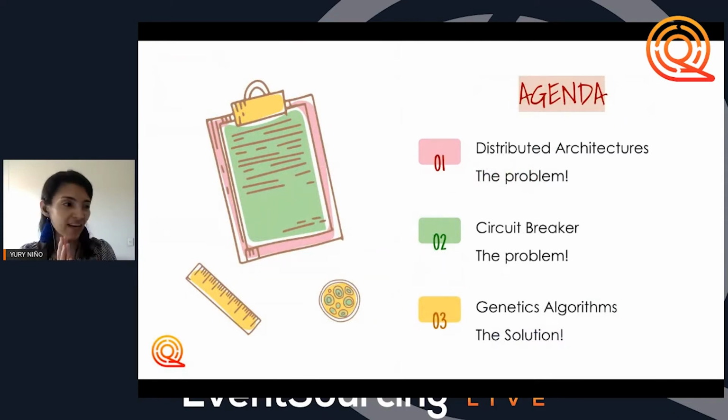So this is the agenda for the next 15 minutes. I am going to start with a short description of distributed architectures, and I am going to detail one recurrent problem when we have to design and implement this type of solutions. After, I will explain how we can use patterns, and specifically the circuit breaker pattern, to solve these problems. However, as you know, a solution always comes with more challenges, and the circuit breaker pattern is not the exception. So at the end, I am going to present a proposal to solve the configuration problems of circuit breakers using genetic algorithms.